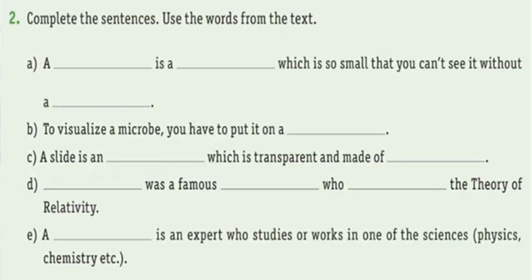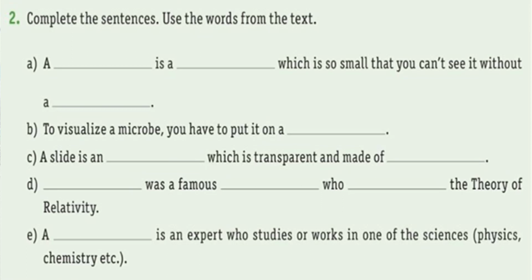So we need to use words from the text, okay? We need to understand the context of the sentence in order to decide the right word, all right? Right here we start just like this. A ___ is a ___ which is so small that you can't see it without a ___. So I'm talking about special words from the text here, just to remind you of that.